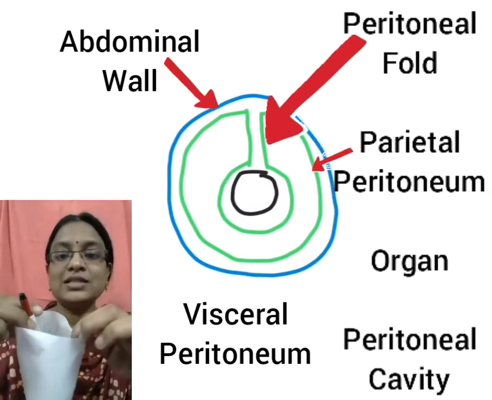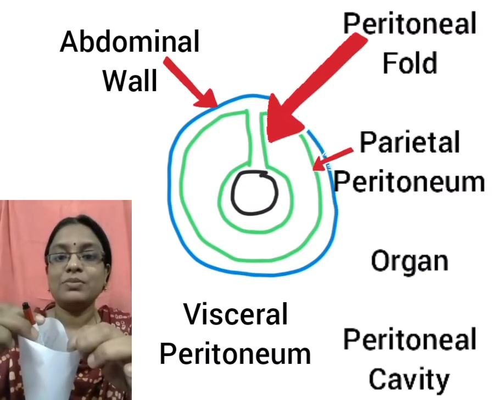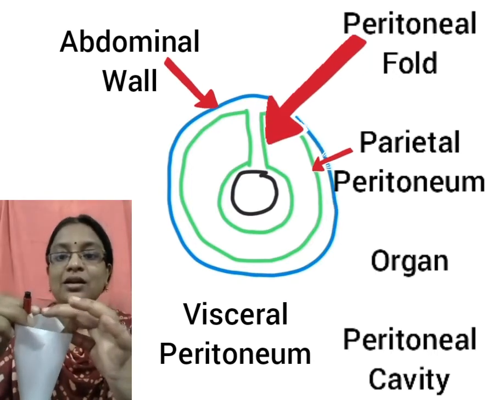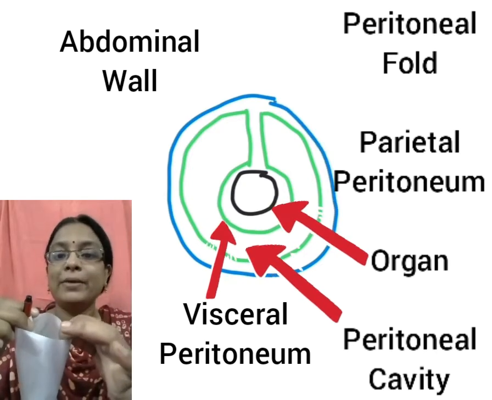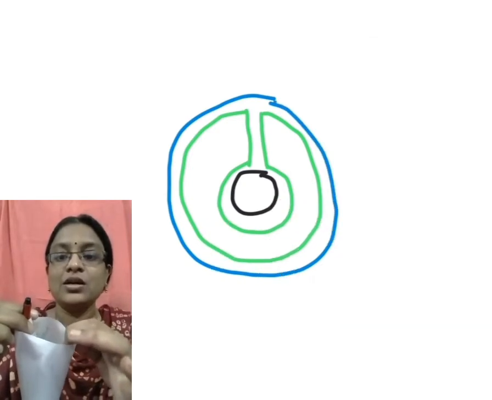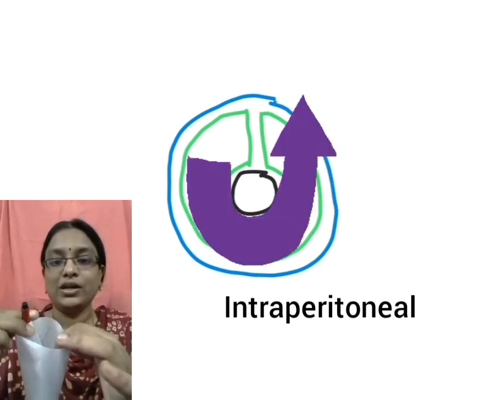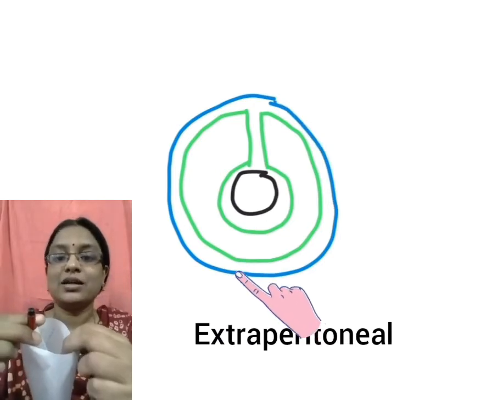The picture shows the cross-sectional image of this: the organ lined by the visceral peritoneum, the parietal peritoneum, and the peritoneal cavity. Anything within this cavity is called intraperitoneal. Anything outside this cavity is called extraperitoneal.